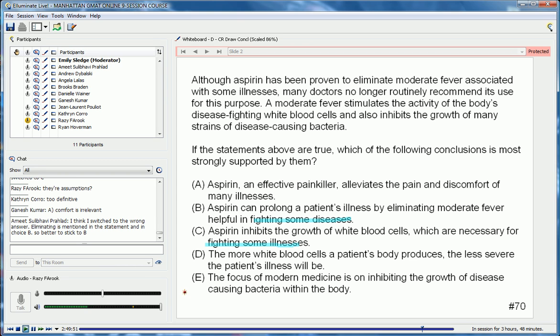And with D, when I was thinking assumptions, I felt like D was an assumption because it says the more white blood cells a patient's body produces, the less severe the patient's illness will be. It's assuming that white blood cells are the only relief a patient would have with regard to how severe the illness will or will not be.